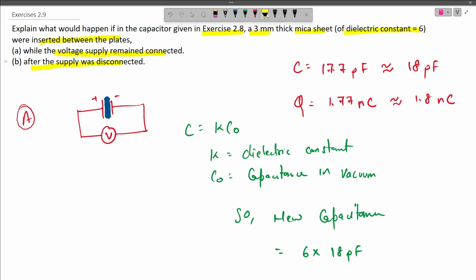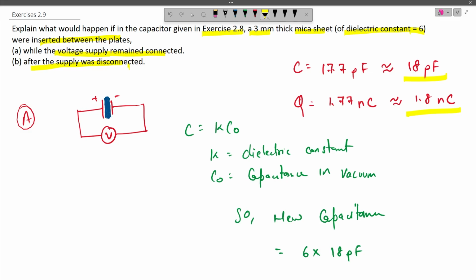So here two cases have been given, and the event that is occurring is: the capacitor previously calculated had a capacitance of 18 picofarad and the charge accumulated on that capacitor was 1.8 nanocoulomb. Now this capacitor is being subjected to two conditions. The first is while the potential difference is maintained, or an external supply is there to maintain the potential difference across this capacitor, a dielectric material of constant 6 is being inserted.